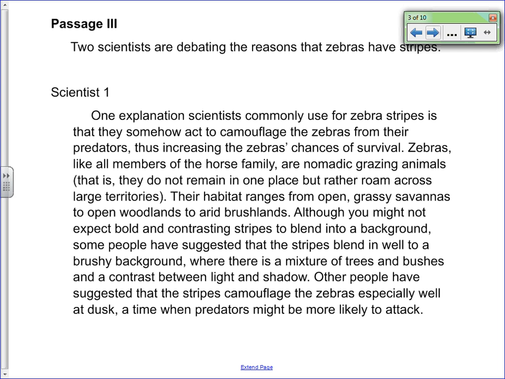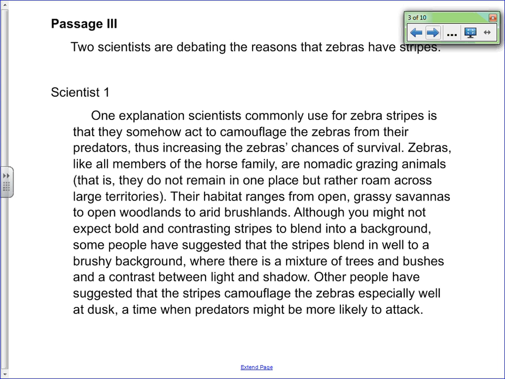One explanation scientists commonly use for zebra stripes is that they somehow add to camouflage the zebras from their predators, thus increasing the zebra's chances of survival. Zebras, like all members of the horse family, are nomadic grazing animals. That is, they do not remain in one place, but rather roam across large territories. Their habitat ranges from open grassy savannas to open woodlands and arid bushlands.